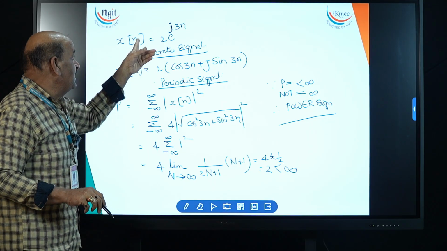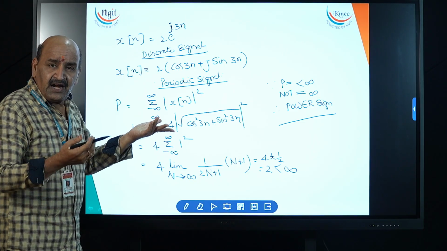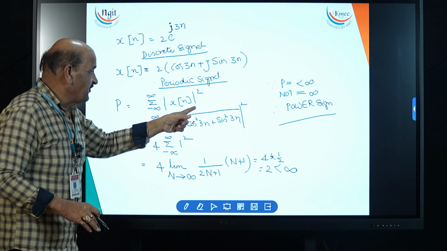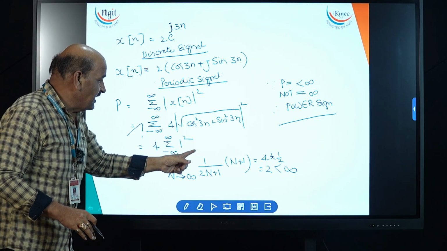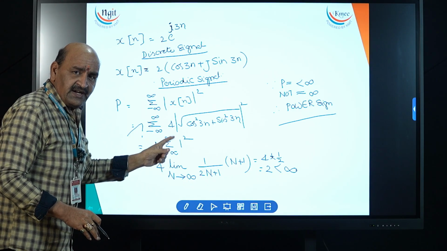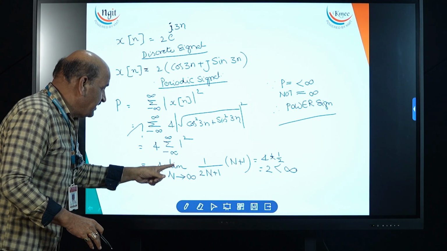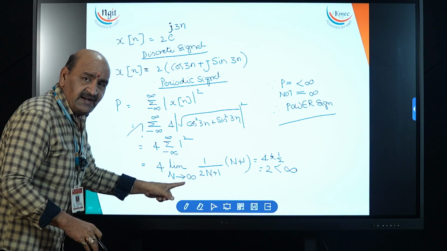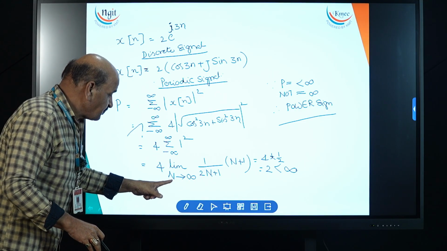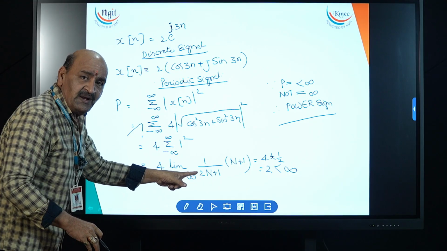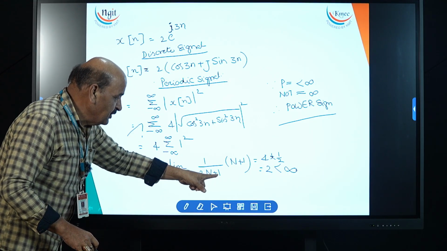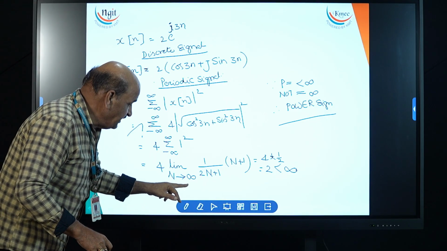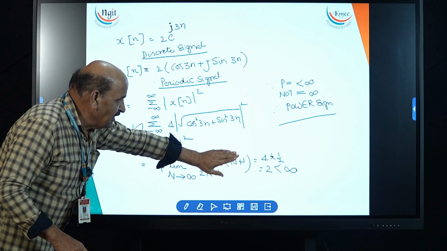Directly we calculated. That too, the signal is given in a discrete way, not a continuous way. It is small n, not small t. So immediately we calculated power. The moment we get the square, the square root becomes 1 square. 4 is constant. We kept 4 out of the signal. Now whenever there is 1 square in a discrete signal, we have to use the limit formula, limit N tends to infinity, here N means uppercase N, 1 by (2N plus 1) times (N plus 1). Upon substituting N tends to infinity, we will get a numeric value of 1 by 2.